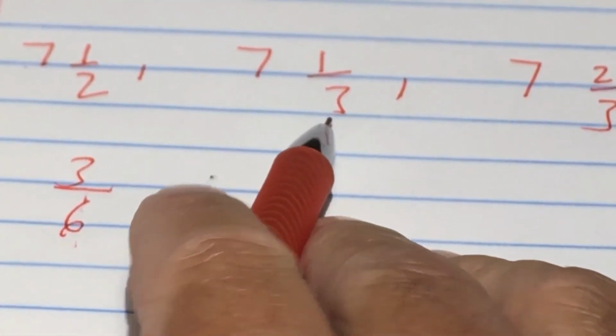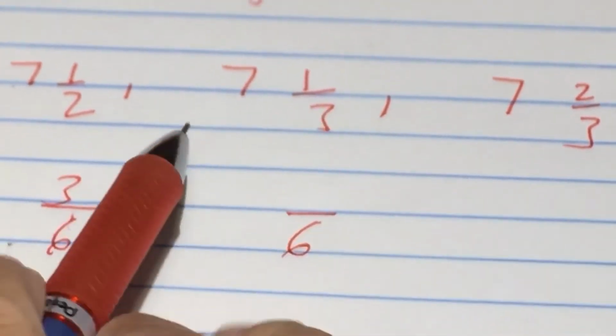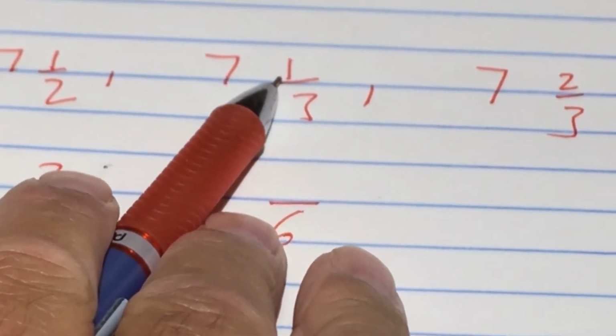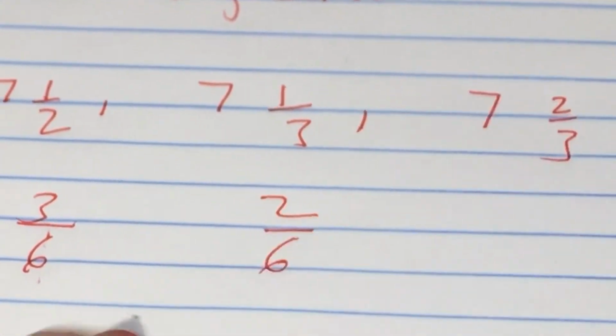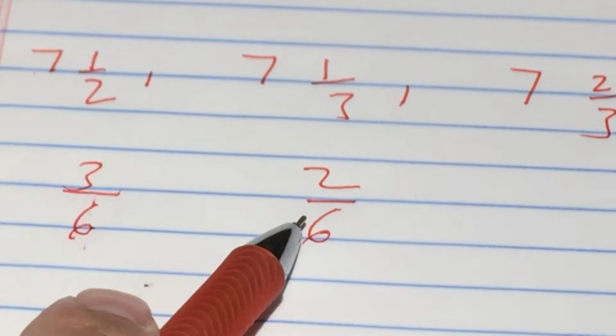Okay, now let's do the 1/3. 3 times what equals 6? 3 times 2 makes 6. And since I multiplied the bottom denominator by 2, I'm going to multiply the numerator by 2. 2 times 1 is 2. So I got 3/6 and 2/6. So this one is 7 and 3/6, 7 and 2/6.